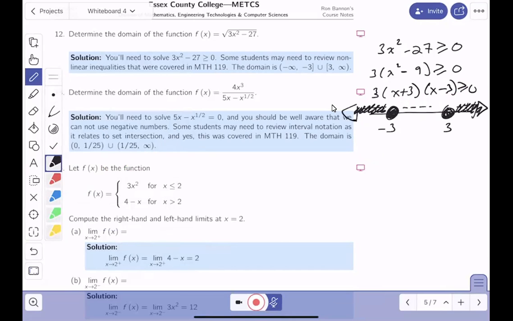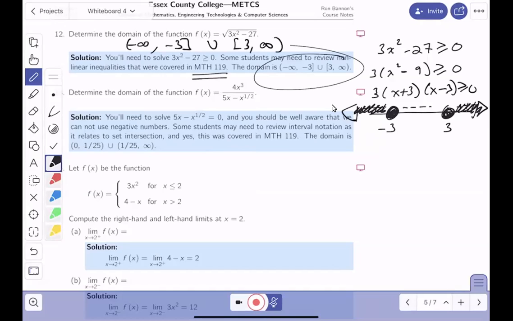So what's the domain over here? I'll look at my number line. I'll write this down for you. Minus infinity up to minus 3. That's on the right side, and it's included. Union 3 to infinity. All right. Do they put that down for an answer? Yes. What does it claim that you need to do? You may need to relearn Math 119.